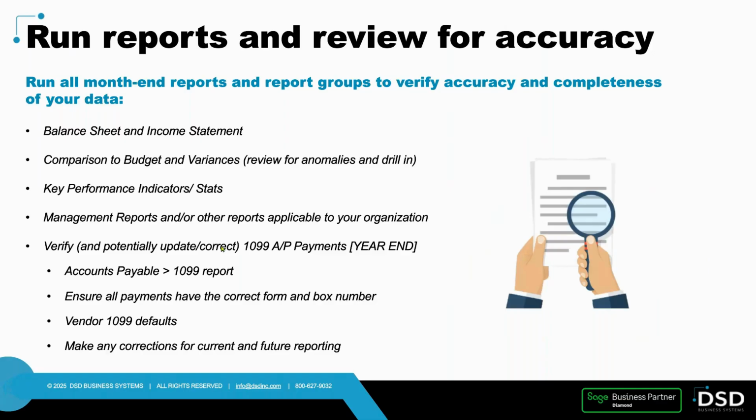Okay, and then when we get to running reports to review for accuracy, we will start out by generating those and reviewing the month-end reports. So that consists of the balance sheet, the income statement, assessing the comparisons between the budget and the variances, and just making sure there's no anomalies out there.